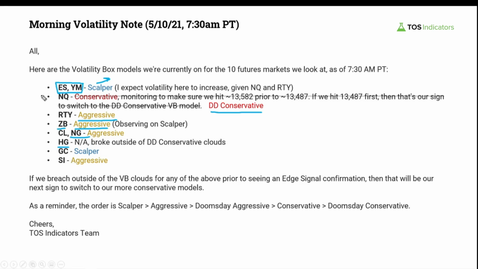We did that quick summary. You can replay that one more time if you'd like to break it down in a bit slower fashion, but that should give you an idea of what you can expect every single day right around 7:30 a.m. in terms of the morning volatility note and how you can use that note to try and prepare yourself for the remainder of the day.